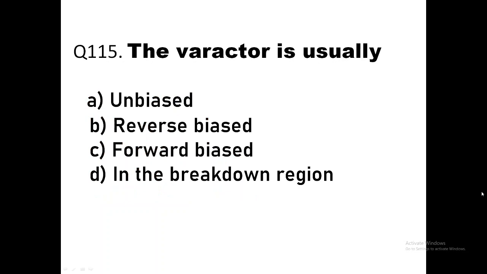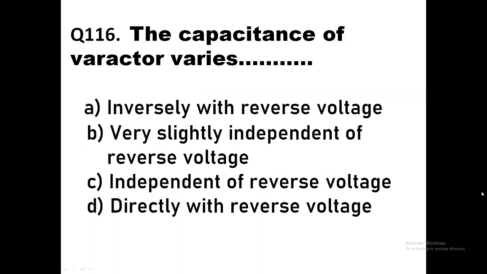Question number 115. The varactor diode is usually reverse biased only, as I've told you earlier, because in reverse bias, as you increase the voltage, you can increase the depletion layer width, and if you increase the depletion layer width, the capacitance is going to decrease. That is why it should be operated in reverse bias. So the answer will be B, reverse bias. The varactor diode is usually reverse biased.